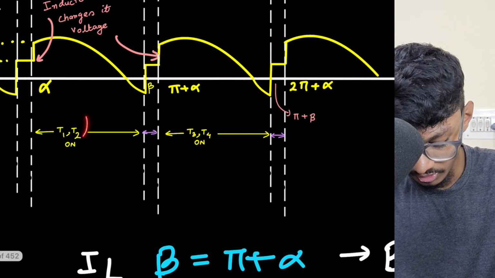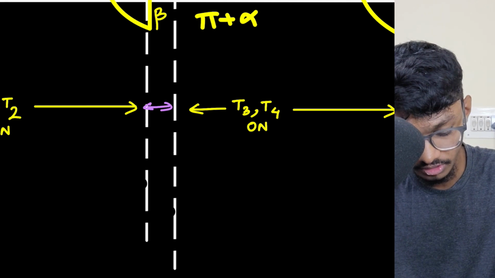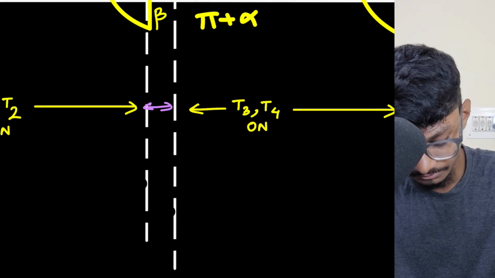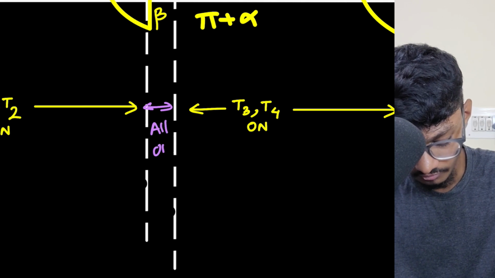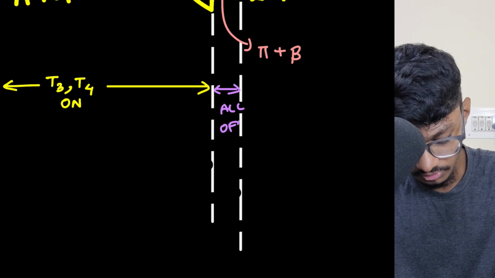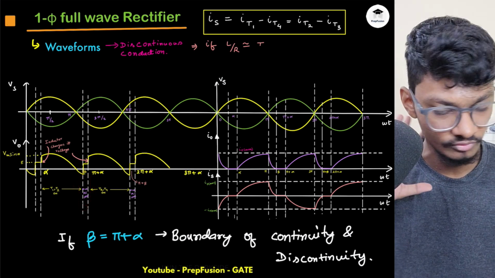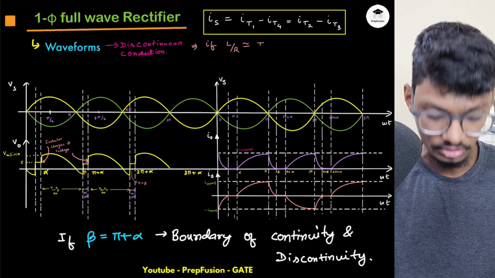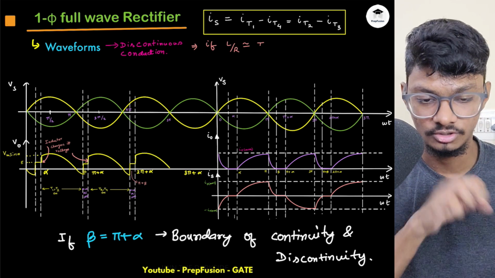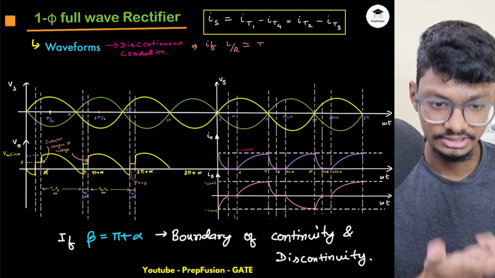In this region, T1 and T2 will be on, and in this particular region from beta to pi plus alpha, all SCRs will be off. Previously, all were never off; at least one natural pair was on. Here all 4 SCRs are off for a pi plus alpha minus beta duration. That is the duration.